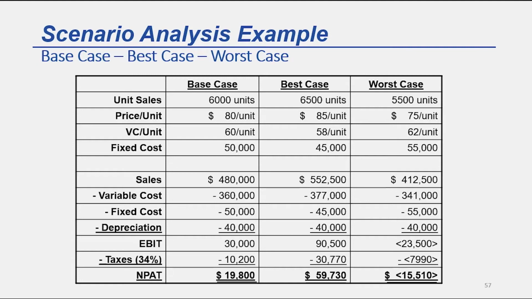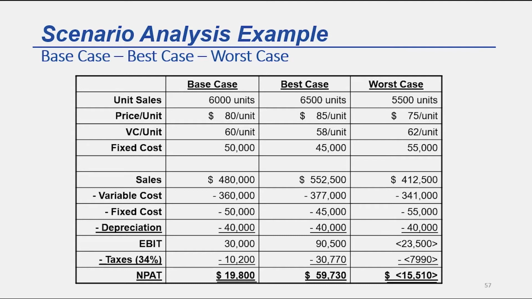Again, these are all guesses. These are what you think are the most likely case. You think you can sell it for $80 a unit. You think you can produce the product for $60 a unit, and you think fixed costs will be approximately $50,000. So variable cost, I take $60 a unit times 6,000 units, get 360,000. Fixed costs just come down and plug in.